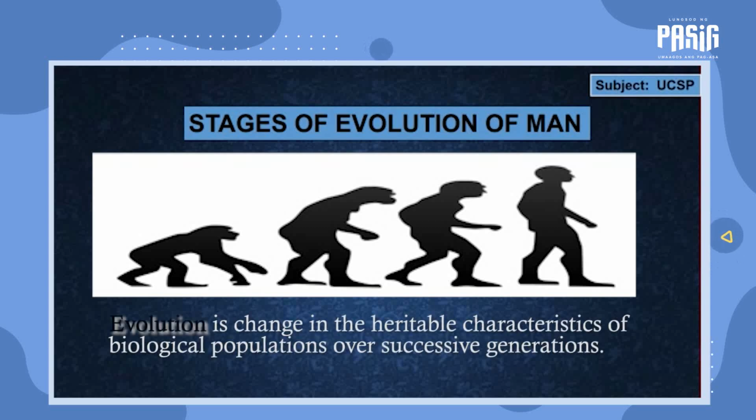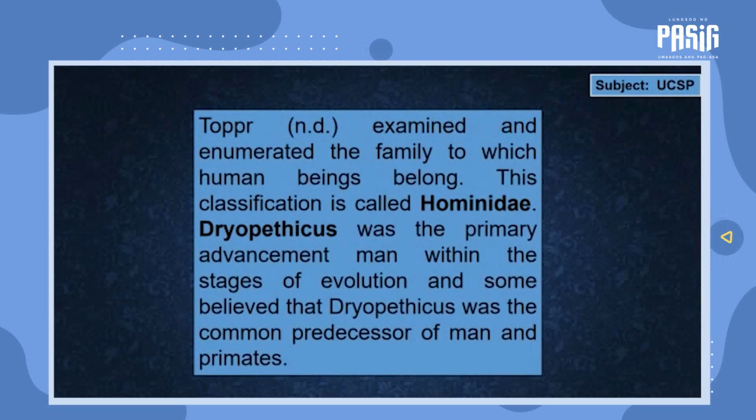Evolution is change in the heritable characteristics of biological populations over successive generations. These characteristics are the expressions of genes that are passed on from parent to offspring during reproduction. Different characteristics tend to exist within any given population as a result of mutation, genetic recombination, and other sources of genetic variation. Scientists examined and enumerated the family to which human beings belong. This classification is called hominid.